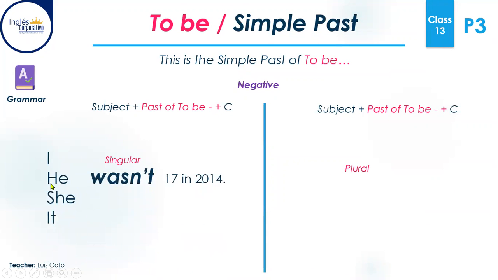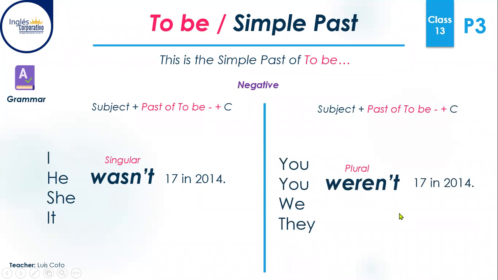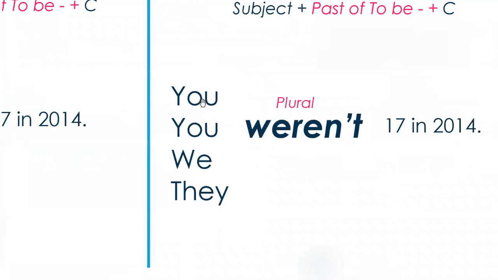Pretty similar. I, singular. I wasn't. Okay, and any complement. Aquí puede poner any complement. He wasn't. It wasn't. In the plural, similar, only with the contraction. You weren't. You were in plural. We weren't.